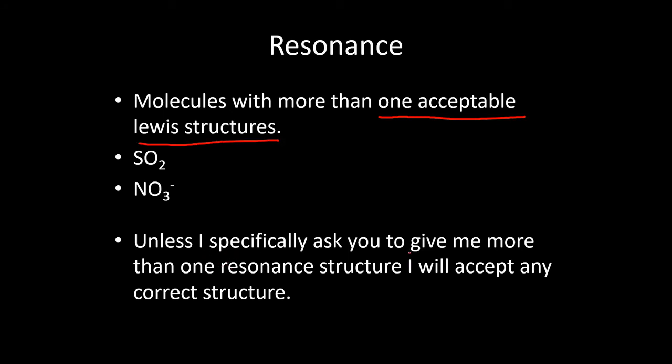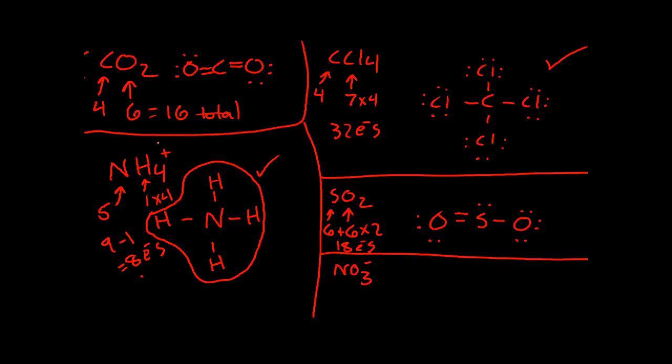So unless I specifically ask you to give me more than one of these, if on an exam I ask you to either identify or to somehow draw the correct structure for sulfur dioxide, I would not expect you to give me both of them unless I specifically say in the problem, identify both of the acceptable resonance structures. But if I just ask you for a single one, then this one's fine. It's no better or worse than having the other oxygen be the double bond.